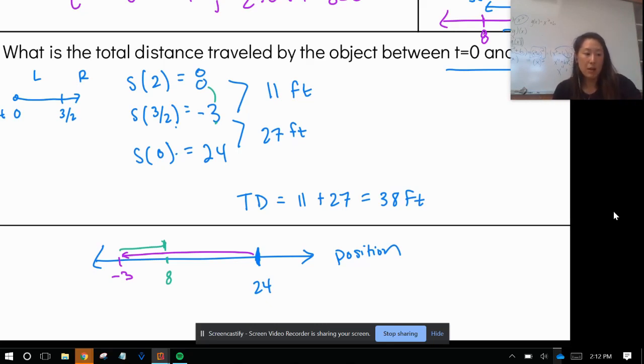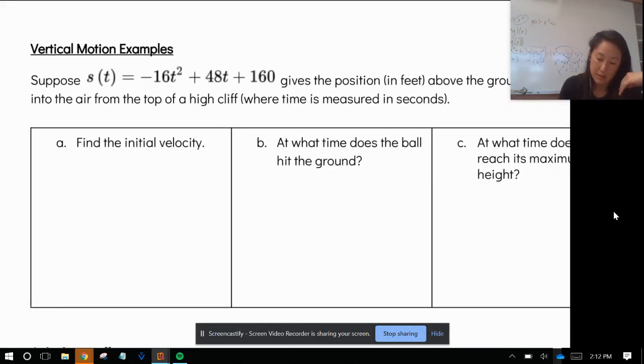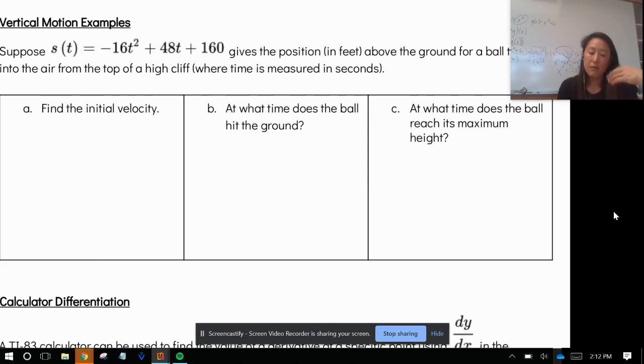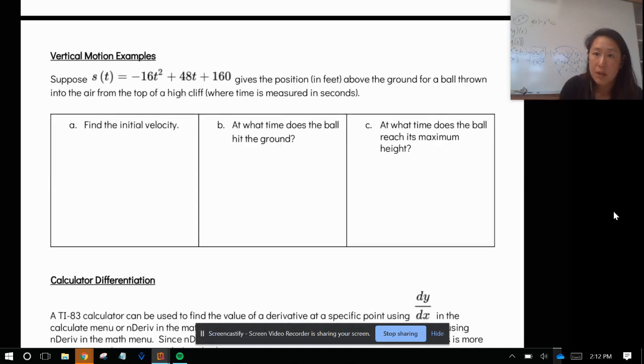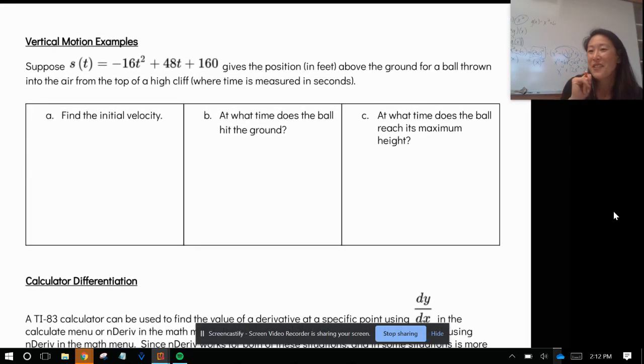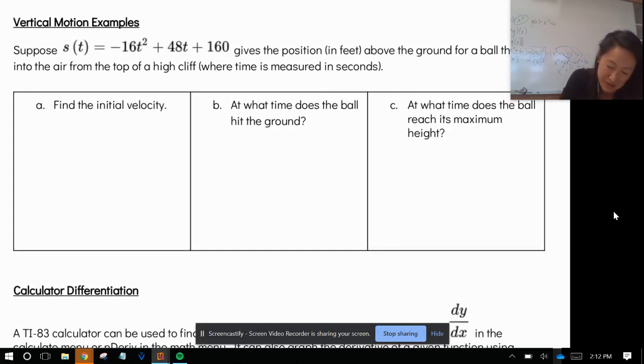We have one more example of this, and then we'll talk about calculator stuff. All right. So vertical motion, we've also done one of these. So negative 16t squared plus 48t plus 160 gives me my vertical motion. Remember, up is positive, down is negative. So I'm throwing a ball in the air, and it's going off of the top of a cliff. How fun. All right. So initial velocity. That's V of 0, so I better find V. V of t is equal to negative 32t plus 48, and then the 160 becomes a 0. So V of 0 would be 48 feet per second.